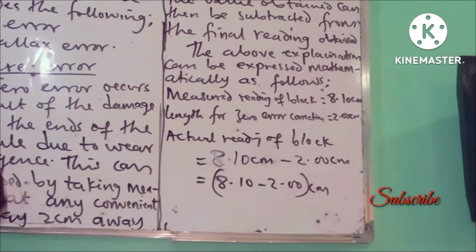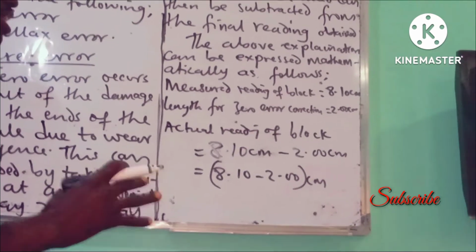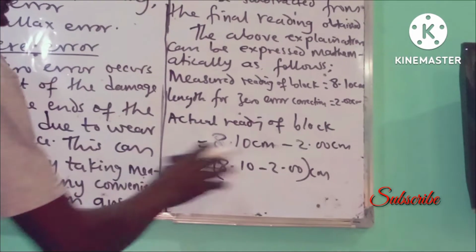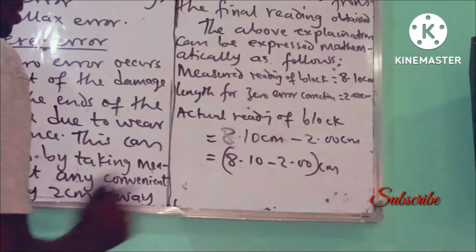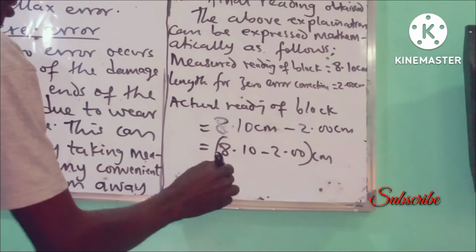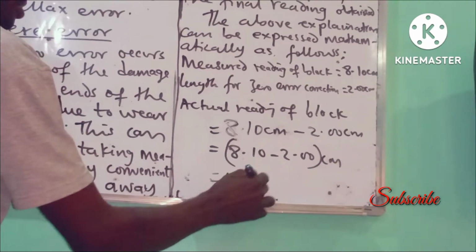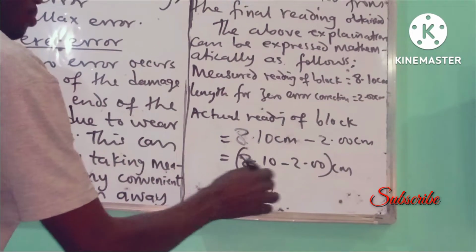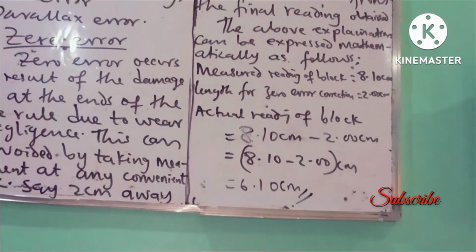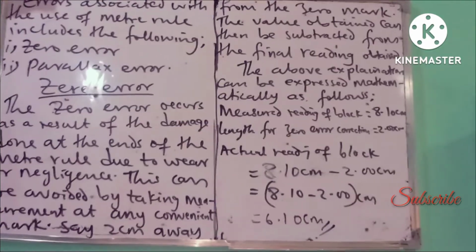Centimeter. Take note that before you can subtract or add, the quantities must have the same unit. So we are subtracting because they have the same unit. So we have 8 minus 2, which is 6. 1 minus 0 is 1. 0 minus 0 is 0. So the actual reading now is 6.10 centimeter of this block. 6.10 centimeter is the actual reading of this block.